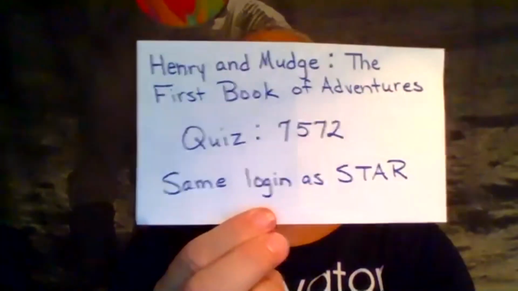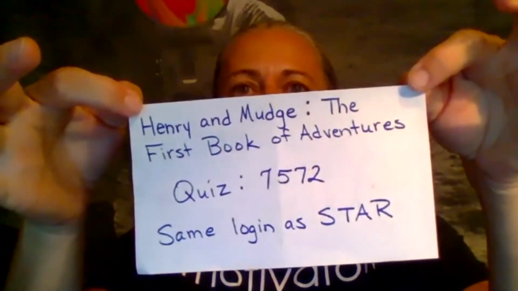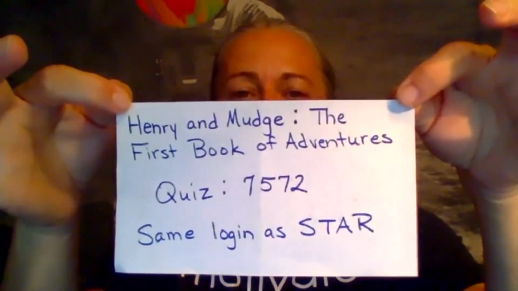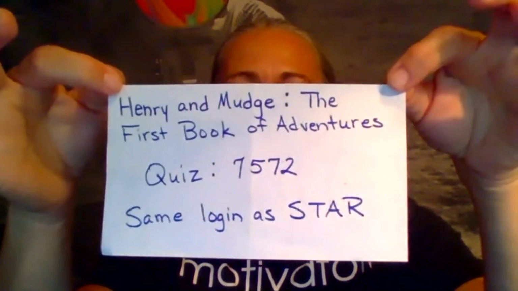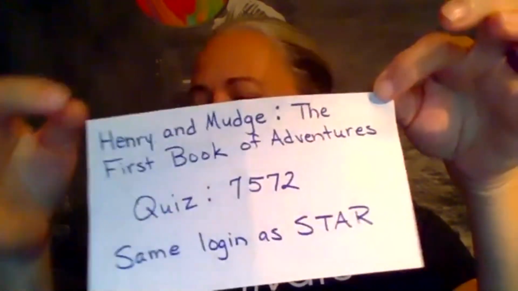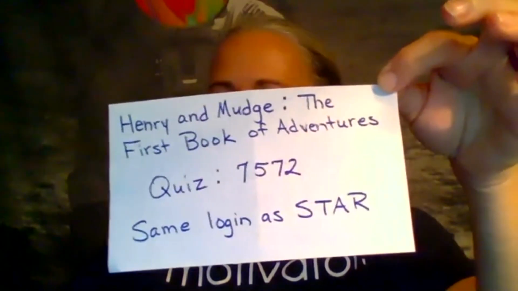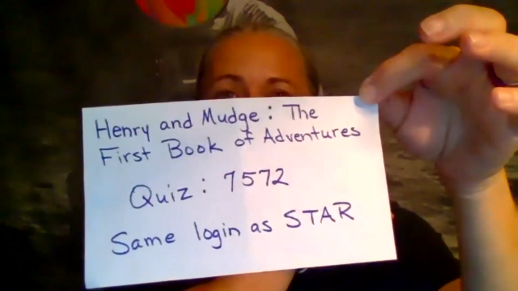And so you're going to be taking the AR test for Henry and Mudge, the first book of adventures. Okay, so I've got this little thing right here, and you can pause this if you need to. But the book is Henry and Mudge, the first book of adventures, if you wanted to do it by the title. If you want to type in the quiz number, it's 7572. And remember, it's the same login as you did with STAR, which is your first initial and the first 4 letters of your last name.